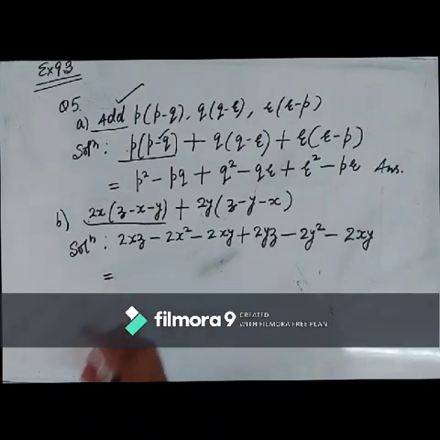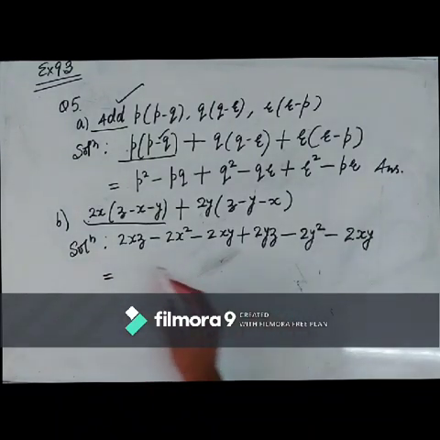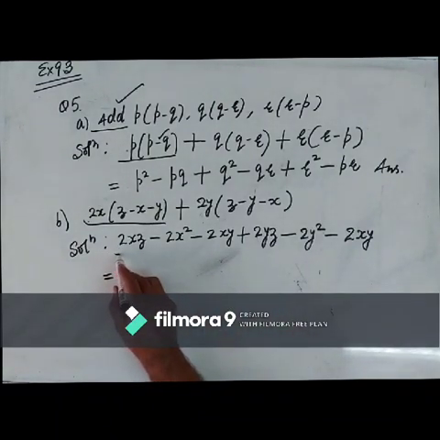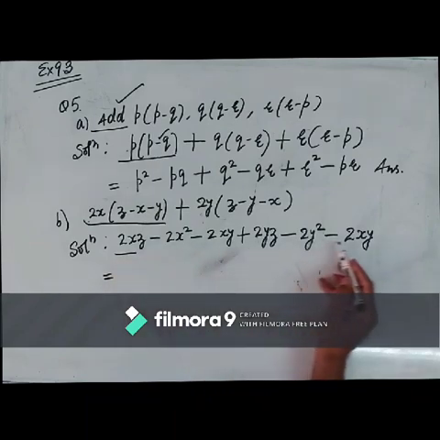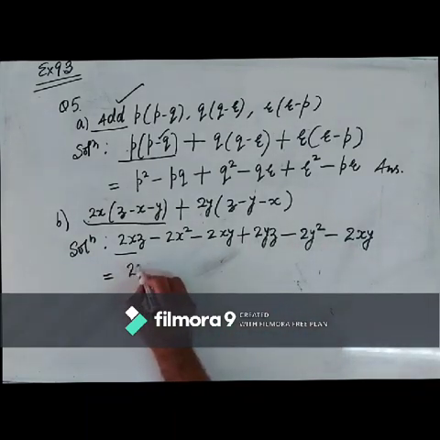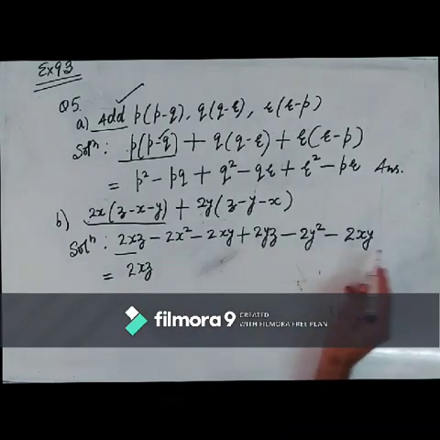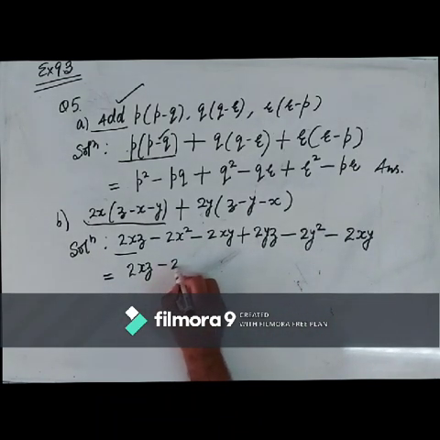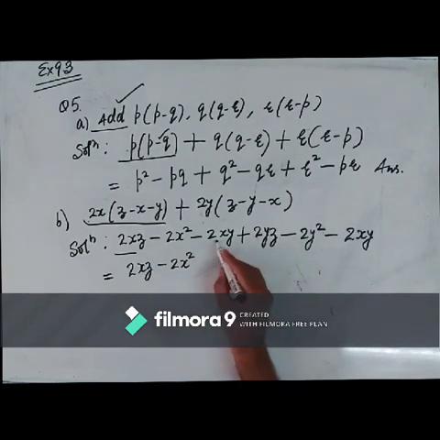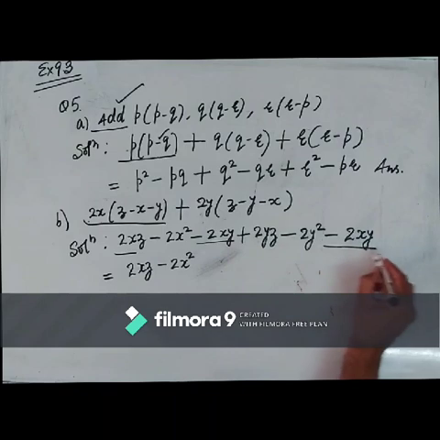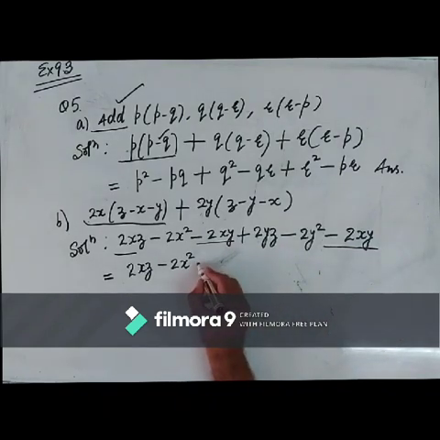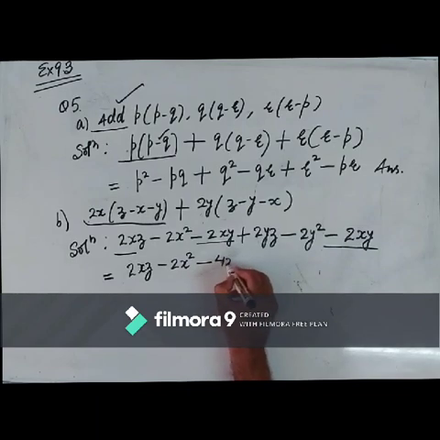So let us find out the like terms. Xz we have, any xz, no xz. So this is 2xz. X square, no one is here. This is minus 2x square. Anything else? Minus 2xy, we have two like terms here. Minus 2xy is minus 4xy.